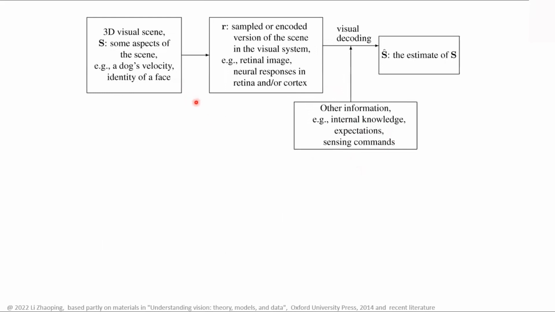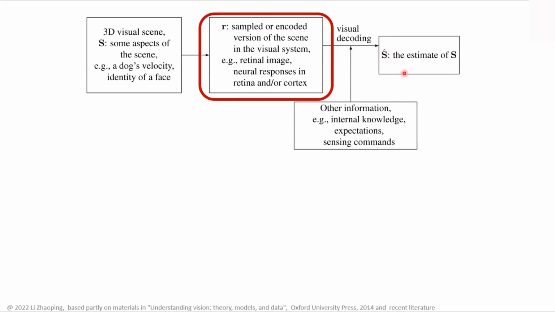And so therefore, let's define decoding. Decoding is when you have a 3D scene. Imagine some aspects of the scene, for instance, a dog's velocity, the identity of a face. And this scene is denoted by S, which stands for scene. And then the visual system hits a scene, and the visual system somehow samples or is represented by some vector R, which is the response of a population of neurons, let's say, okay? It could be a retinal image, neural responses from the retina or cortex and so on. And you want to infer an estimation of S, which we call S hat.